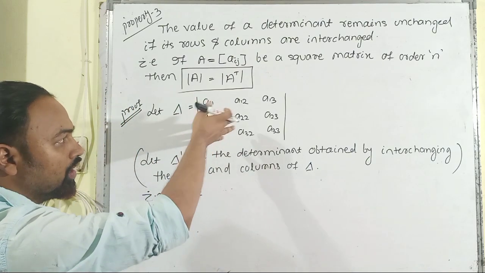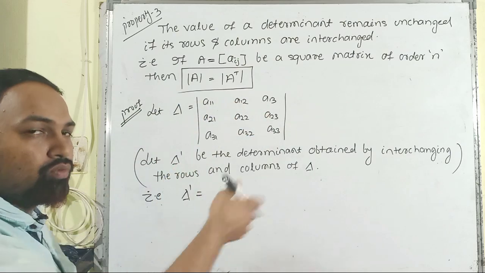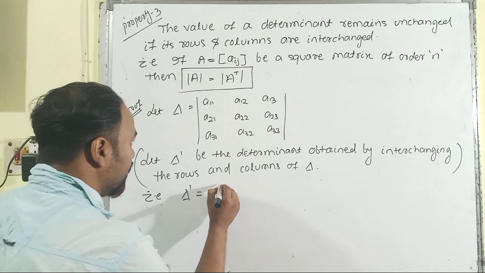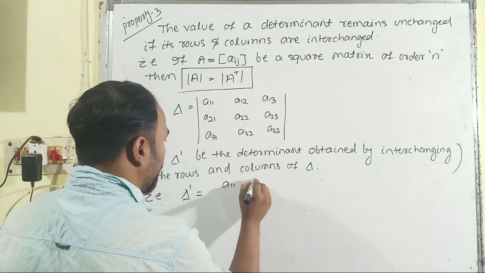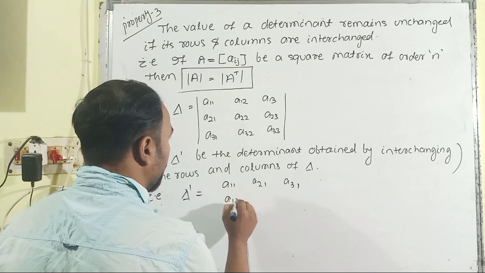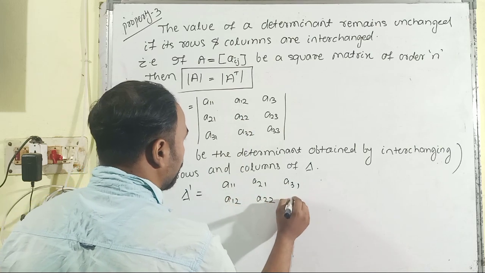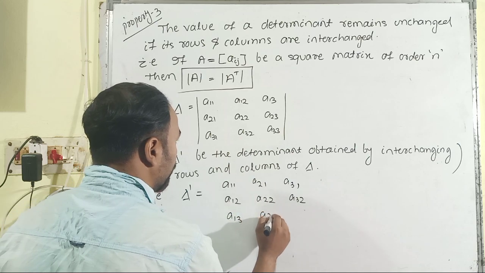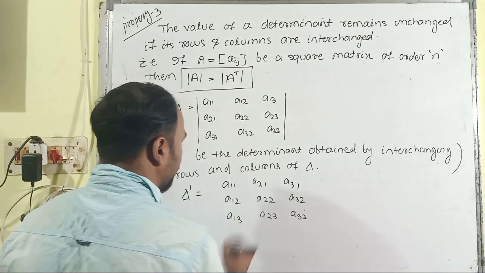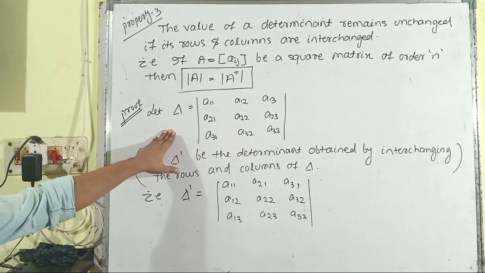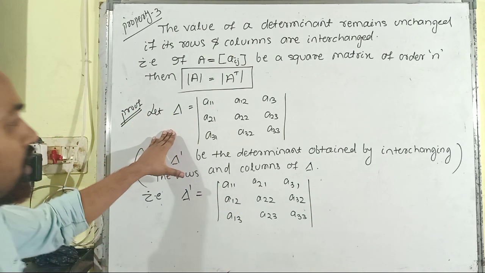That means we have to convert all of the rows into columns, or you can say that we can convert the columns into the rows. So here it is a11, a21, a31, then a12, a22, a32, then a13, a23, and a33. And we have to prove that the values of both of the determinants are equal to each other.